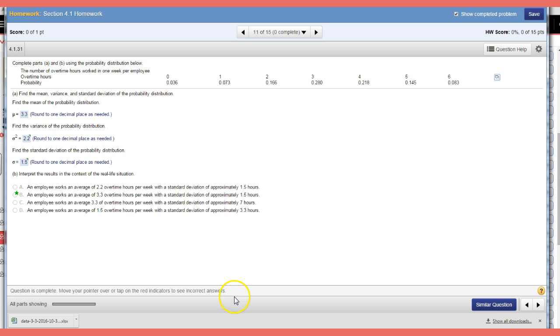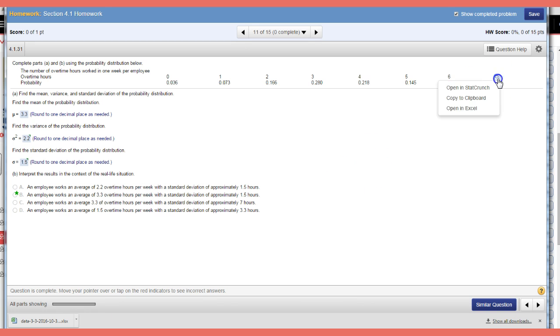Now moving on to the next problem. Here we have the probability distribution, and they want us to find the mean, variance, and the standard deviation of the probability. You know how to find the mean. You simply multiply x times the probability for each value and add everything. But today we're going to work it out in StatCrunch.